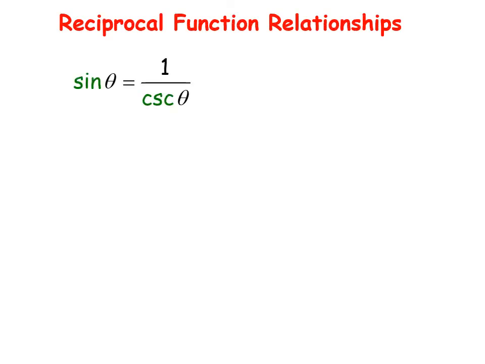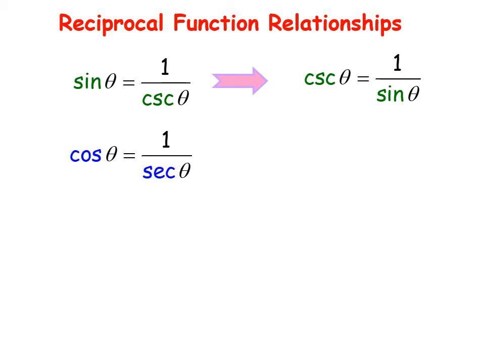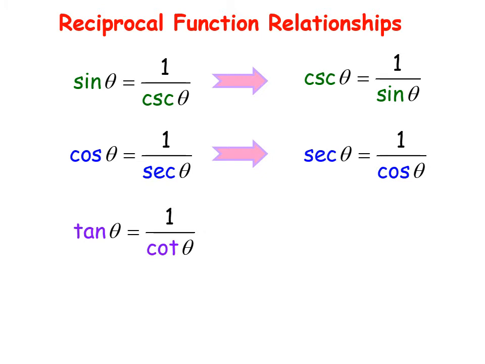Finally, I can say that sine will be 1 over cosec, and also cosec will be 1 over sine. Cosine will be 1 over sec, and also sec will be 1 over cosine theta. Tan will be 1 over cotan, and also cotan will be 1 over tan.